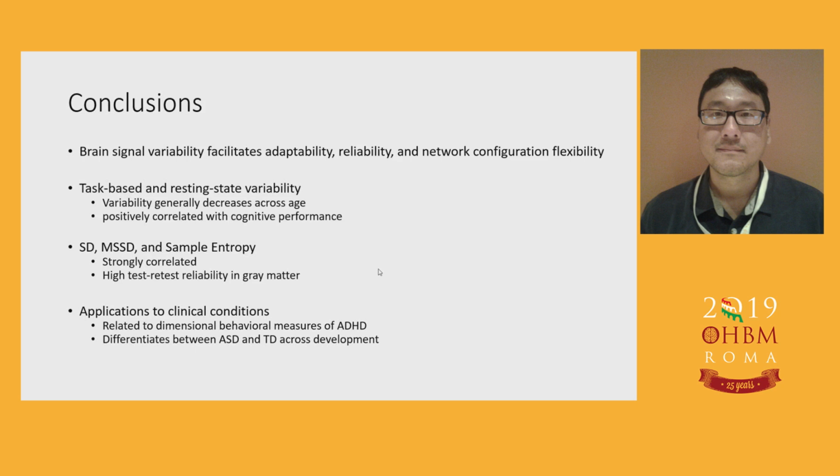And then for the test-retest reliability, we saw that all three measures are strongly correlated. So whether they're time-invariant or time-variant methods of characterizing variability, they all seem to be picking up on something similar in the bold signal. And then all three measures also had high test-retest reliability in the gray matter, which is good news, of course. And then finally, I showed you data that characterized atypical development, and bold signal variability was related to dimensional measures of behavior in ADHD, but not categorical group differences. And then it also differentiated between ASD and TD trajectories of variability across early development and into adulthood.